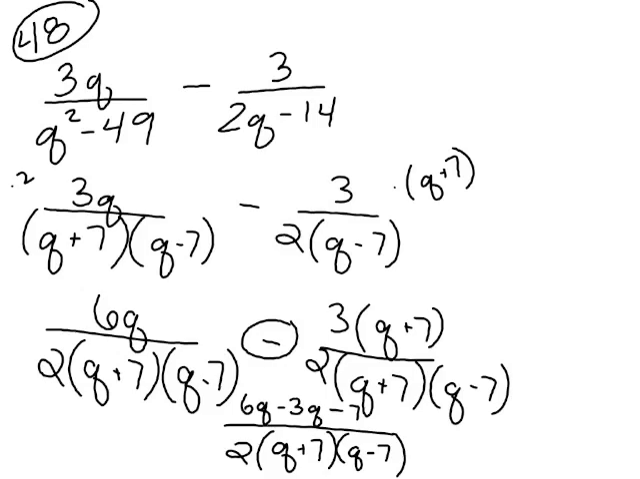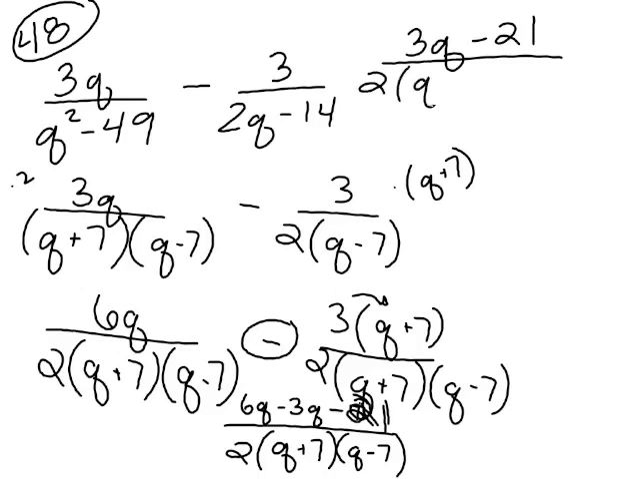Is that right? Okay, so where'd you make the mistake? If I distribute this, 3q plus 21. Very good. Okay, so then if I distributed the negatives through, that would be negative 21. Okay, so then combine your like terms, those q's. What's our final answer going to be? 3q minus 21 over 2 times q plus 7, q minus 7.